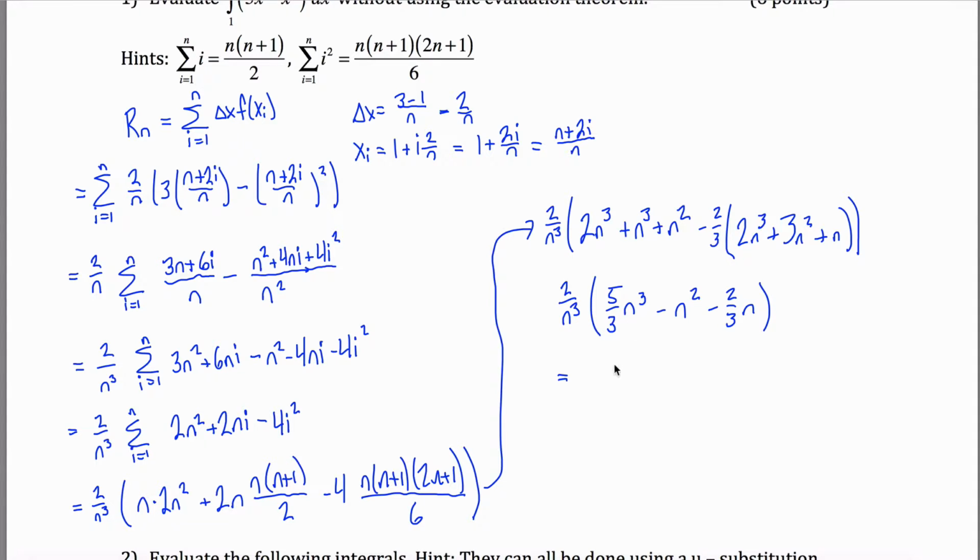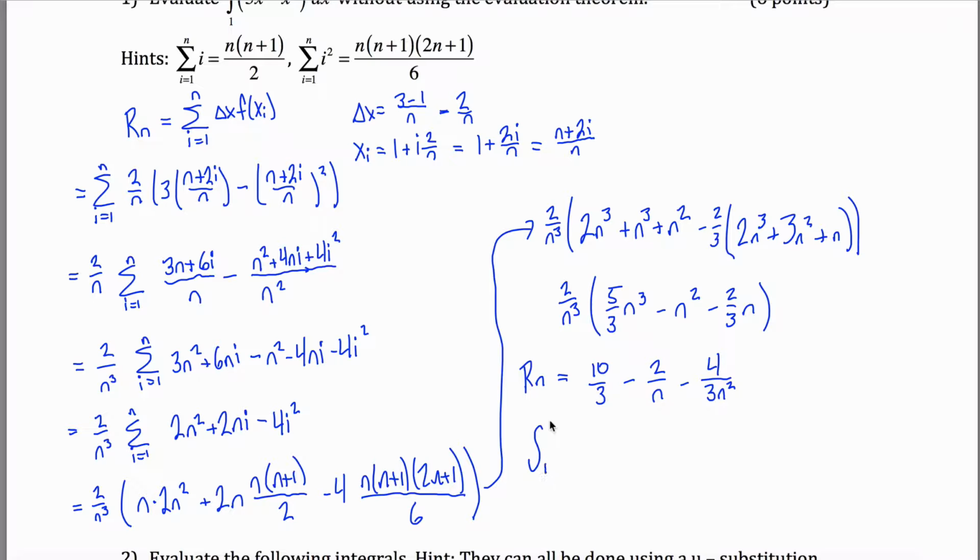So finally, if I take this 2 over n cubed, and distribute it through, I get 10/3 n cubed over n cubed, minus 2 divided by n, because I got an n squared on the top and an n cubed on the bottom, so that cancels with 2 of these, minus 4/3 with an n squared down on the bottom. And again, I got 1 n up top and 3 down on the bottom, so this is what I end up with here. So this is what our Rn would be equal to.